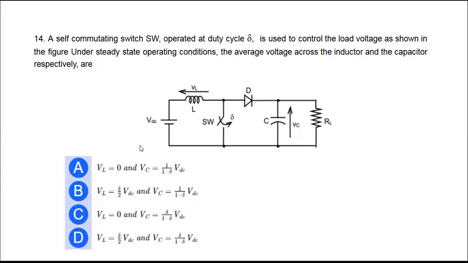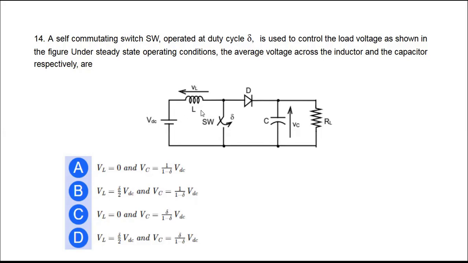The circuit is given here. From this circuit, it has a self-commutating switch SW, which is operated at duty cycle of delta. So here, the first task is to identify what type of converter this is. From the circuit diagram, we can easily find that this circuit is a step-up chopper. That is, this circuit is a boost converter.